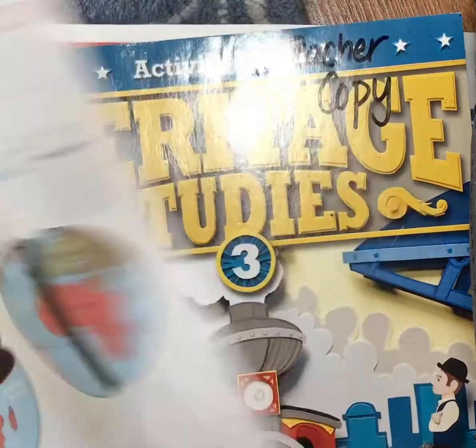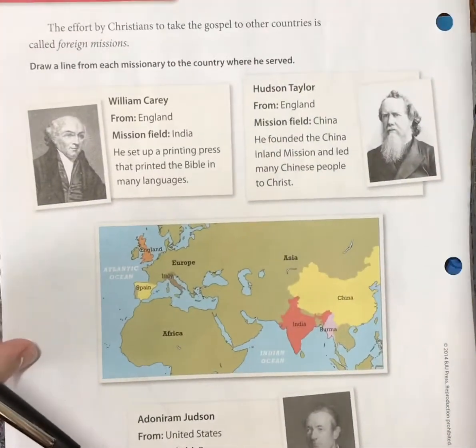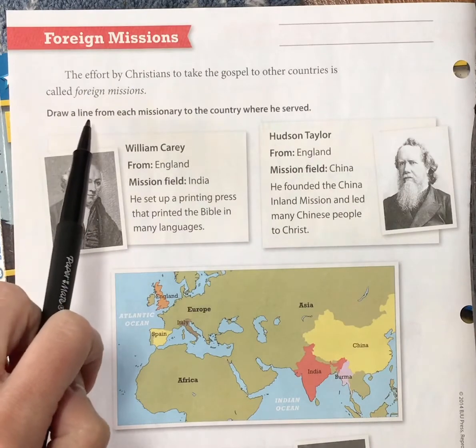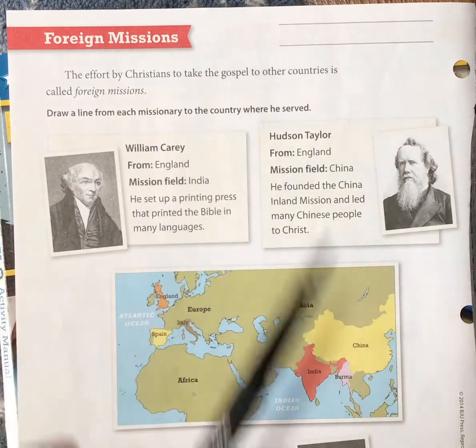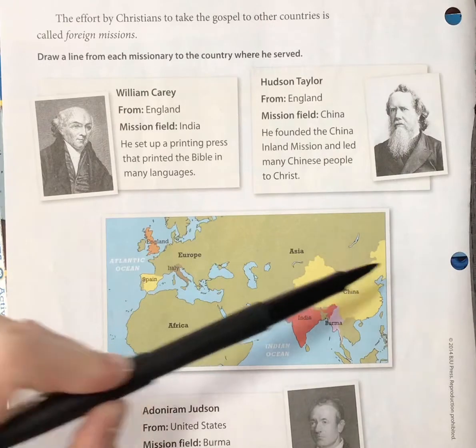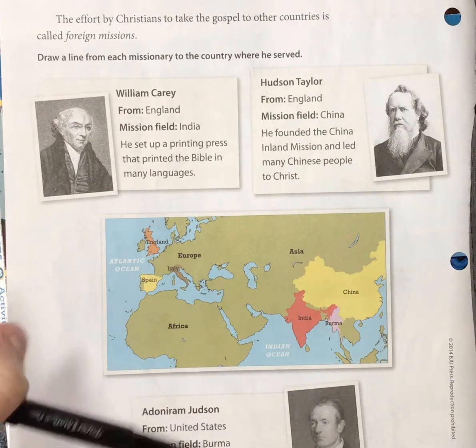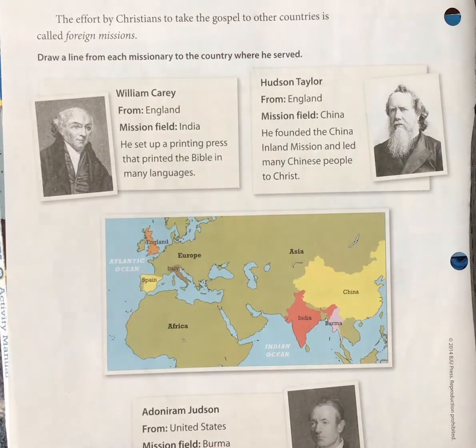When you finish that, you are going to work on page 78. And the directions here are pretty simple. It just says draw a line from each missionary to the country where he served. So you can read about these three missionaries that did some really incredible things and draw a line just from their picture to wherever they served on the map.